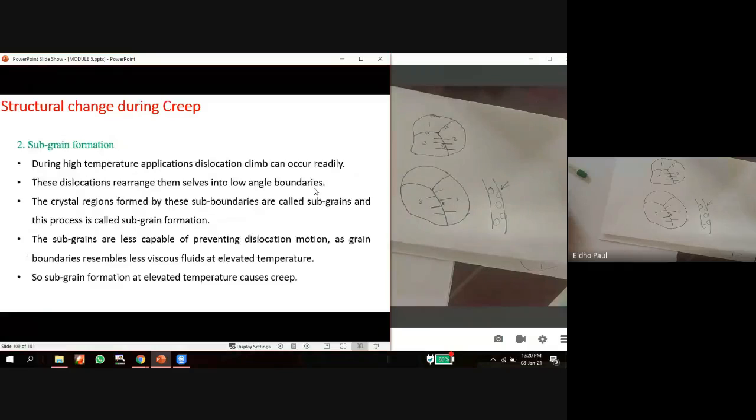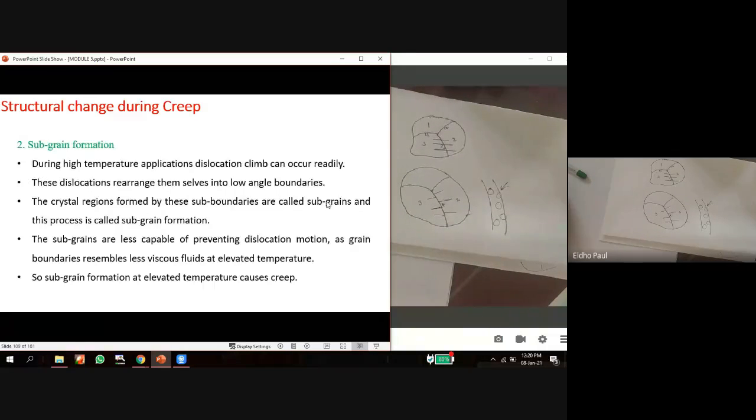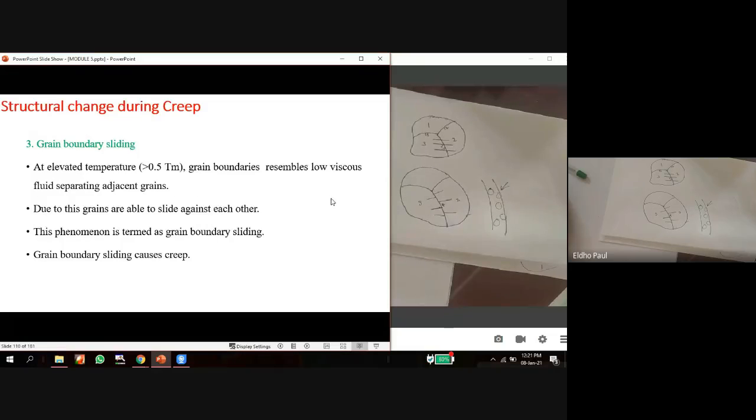So these are the three structure changes during the creep formation: deformation by slip, subgrain formation, and grain boundary sliding.